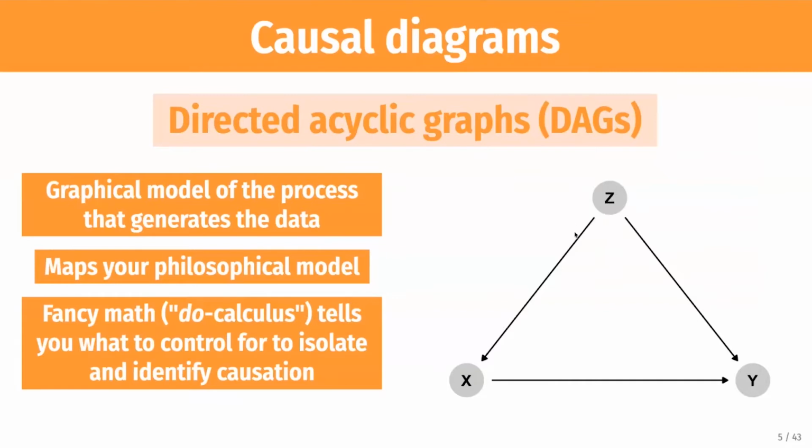You can't have two directional arrows. Everything's just in one direction. And then graph is a graph. So we call these DAGs. What these are is a graphical model of your philosophical model. It basically maps the philosophy of your causal story into a picture. And the most exciting part about it is it lets you do this fancy math stuff called do calculus that lets you isolate causal relationships here. So if you look at this picture, this shows that X causes Y, sure, but it also shows that something else, Z, causes both X and Y.